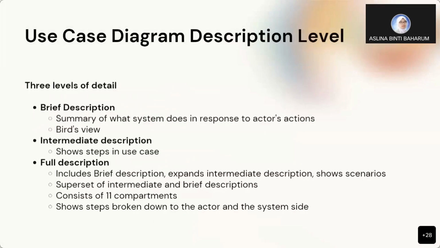Next slide is about description levels. There are three levels of detail. The first one is the brief description. It is a summary of what the system does in response to an actor's action. And the next one is the intermediate description. It shows the steps in a use case, for example, if-then.